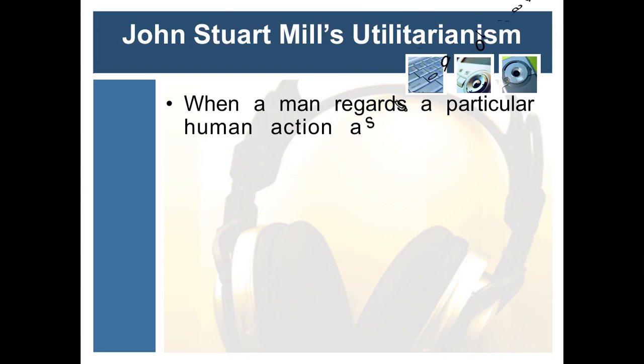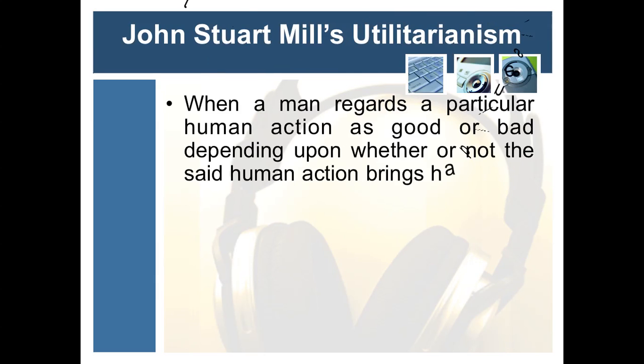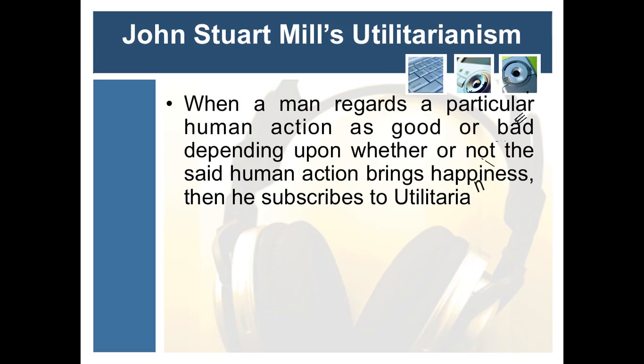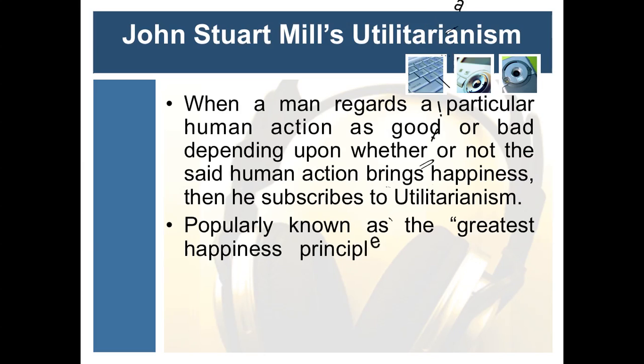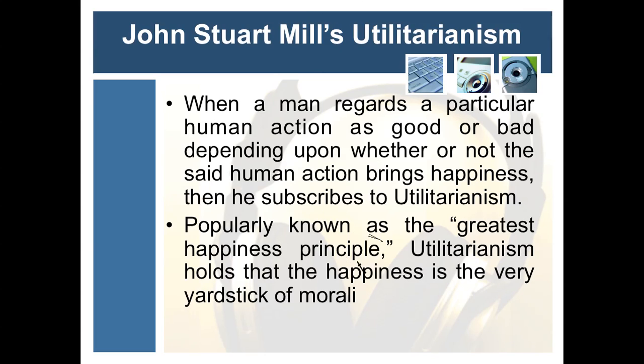When a man regards a particular human action as good or bad, depending upon whether or not the said human action brings happiness, then he subscribes to the theory of utilitarianism. Popularly known as the greatest happiness principle, utilitarianism holds that happiness is the very yardstick of morality. So to discuss further, those actions that bring happiness are considered morally right, while those actions that inhibit happiness are considered morally wrong. So let's take a look at Mill's explanation about utilitarianism.